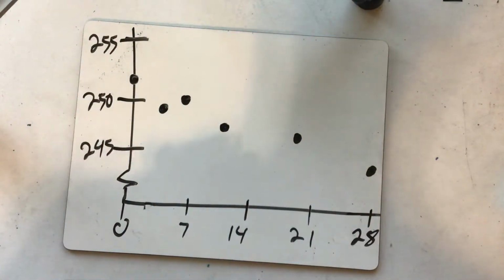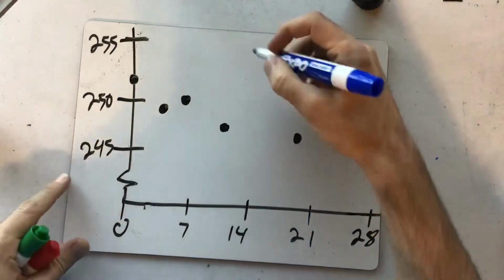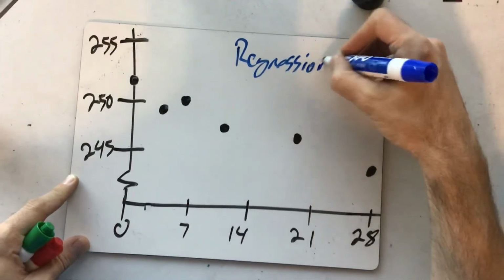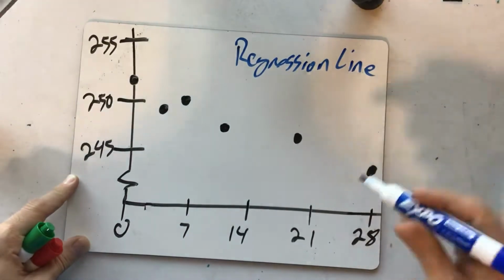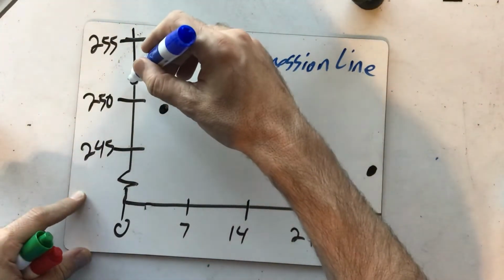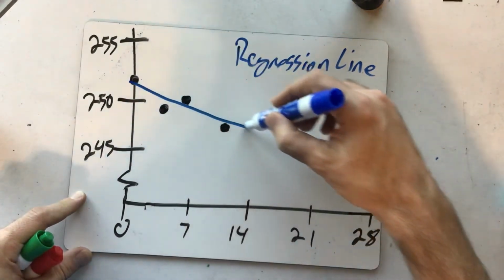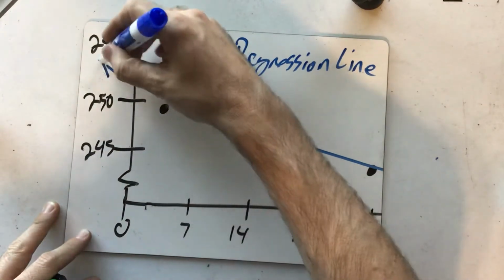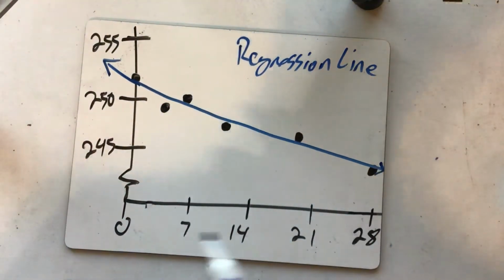Now, once we have a scatter plot, the next thing we want to do is fit a regression line. And what a regression line is, it's a line that's just cutting right through the middle of the dots. The regression line is this line that just comes right here and fits right through the middle of these dots. And so we try to fit this line as perfectly as possible.